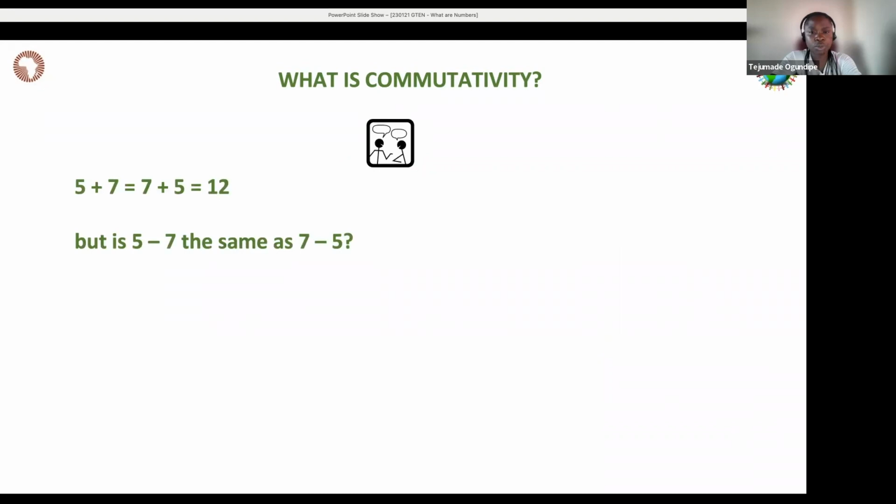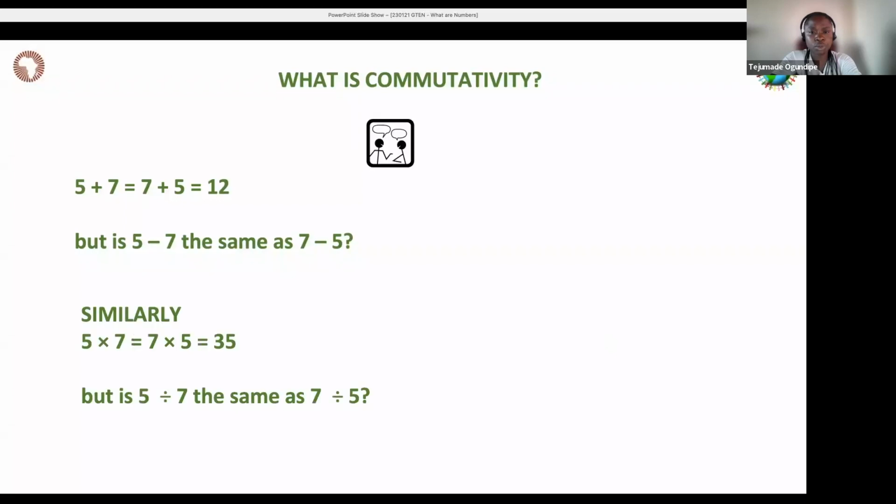So what does it really actually mean? When you have 5 plus 7 and you change the order to 7 plus 5, does it give the same thing? So 5 plus 7 and 7 plus 5 equals 12. But in the case of subtraction, 5 minus 7 and 7 minus 5, are they the same?